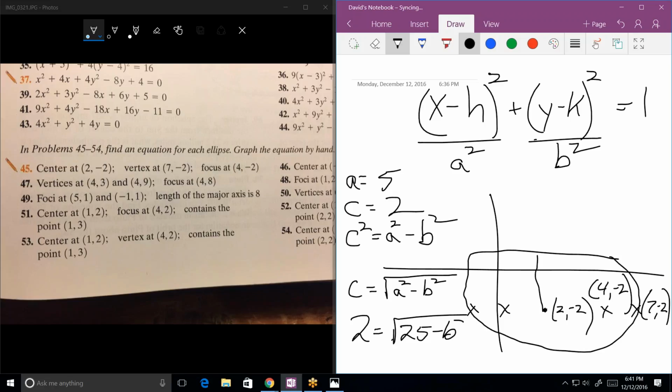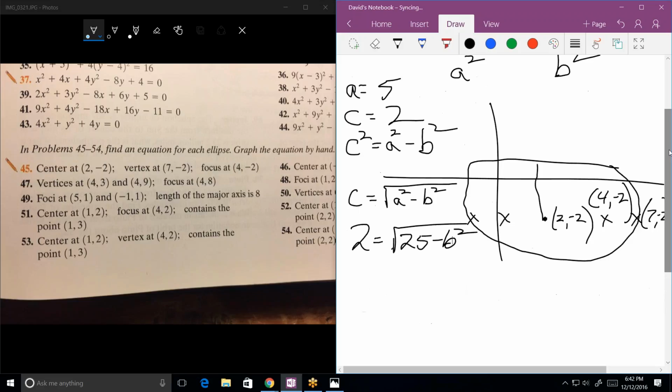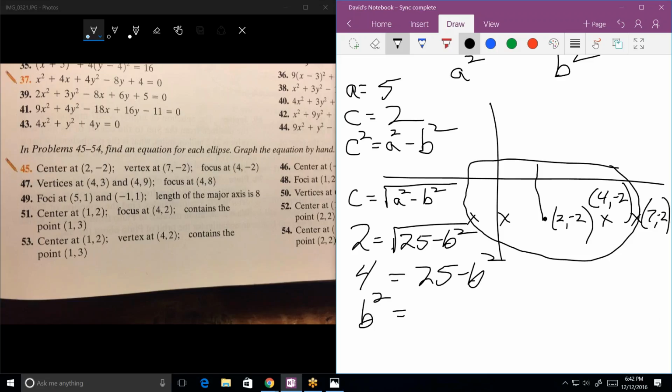So C was 2, so 2 equals the square root of A squared minus B squared, and we know A. Now I can easily solve for B. I square both sides, so I get 4 equals 25 minus b squared. Take the b squared to the other side, equals 21. Wow, that's scary. I think my math is correct there. So b squared is what? Actually, I didn't even need b.